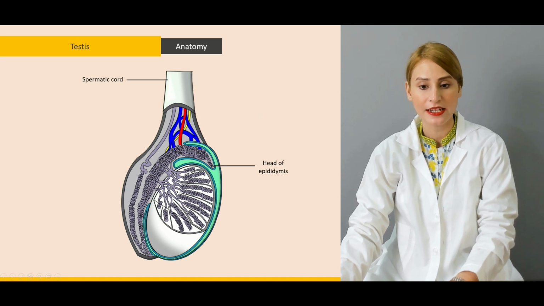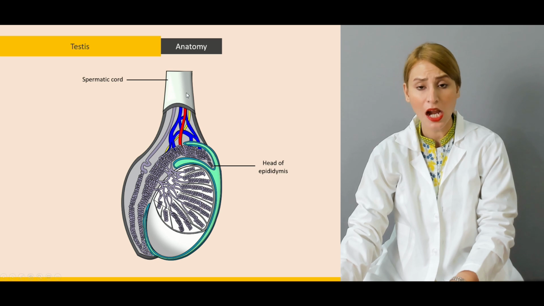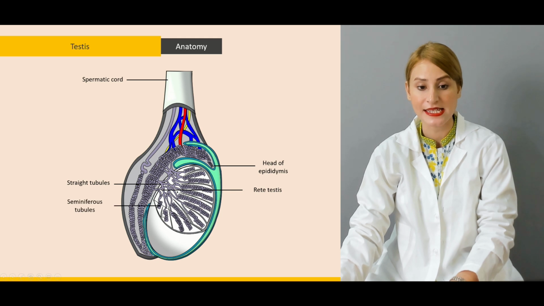You can see here the seminiferous tubules, and they ultimately lead into the epididymis, and then the epididymis goes upward, and this is the vas which is located in the spermatic cord. You can see here the straight tubules of the testes, and the rete testis, and obviously the straight tubules are entering into the seminiferous tubules.